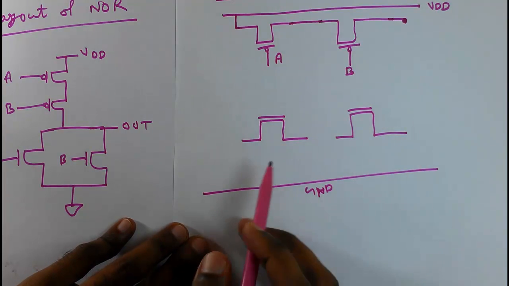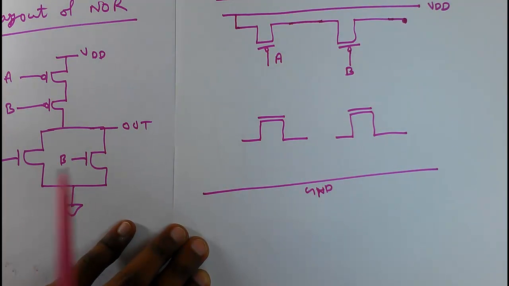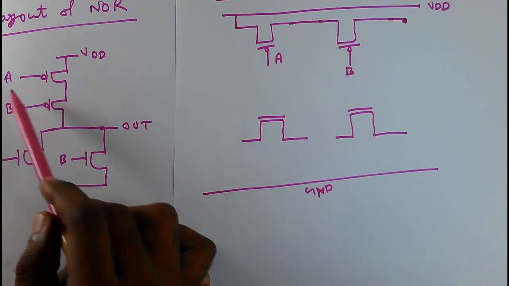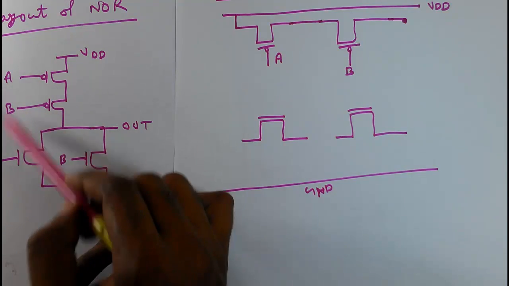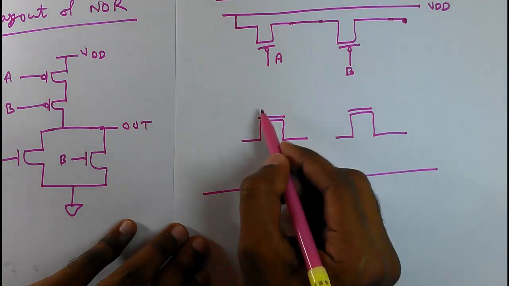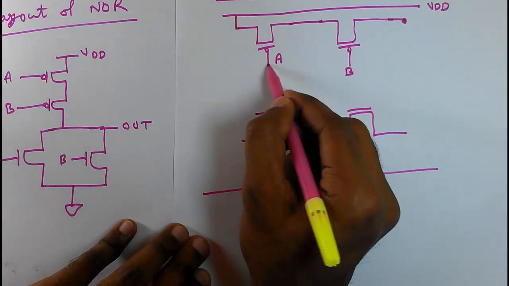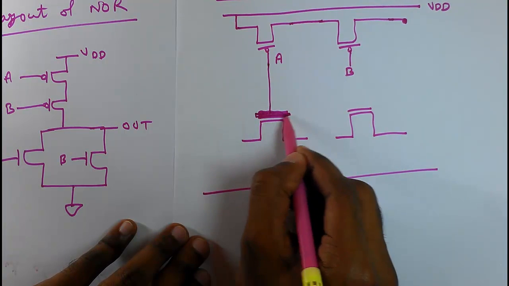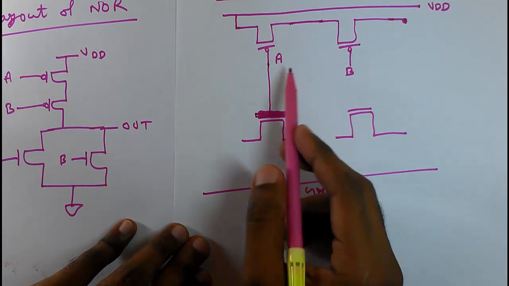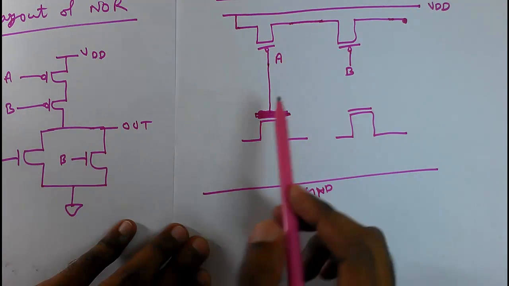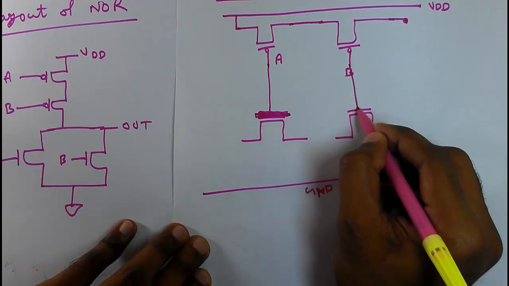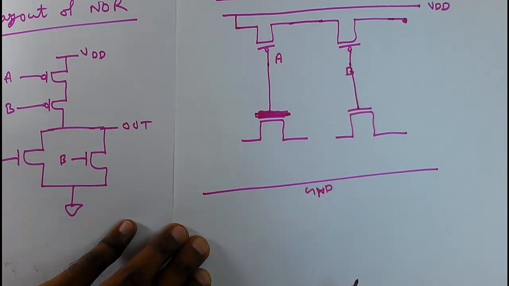So before drawing the connection, we know the inputs are the same. That means the gate of the A terminals here we can connect together. Sorry, this is not needed. It's a single line. So input A is common to this NMOS and PMOS. This B is also common to NMOS and PMOS.